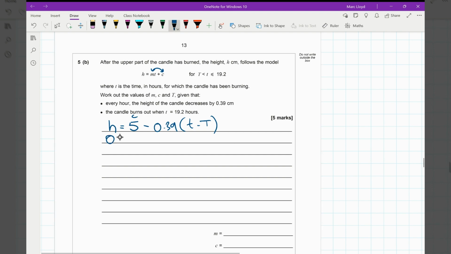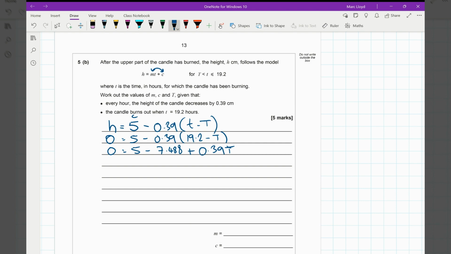Okay, the next bit, so when the candle's burnt out, we've got 0 for the height, which then will equal 5 take away, let me work this bit out, 0.39 still, open bracket, 19.2 take away T. Okay, 5 take away, and then 0.39 times 19.2 will give us negative 7.488 plus, not plus, it is plus, because a minus times a minus makes a positive, 0.39 T.